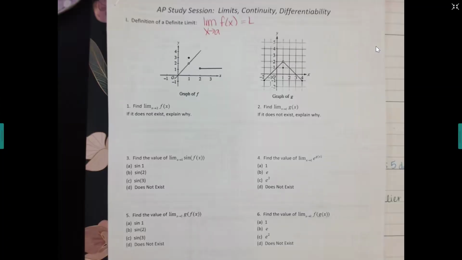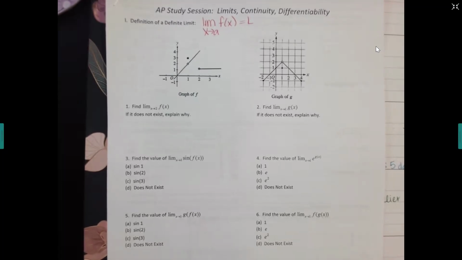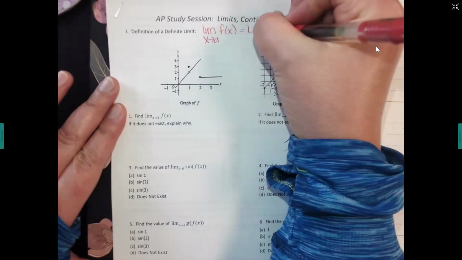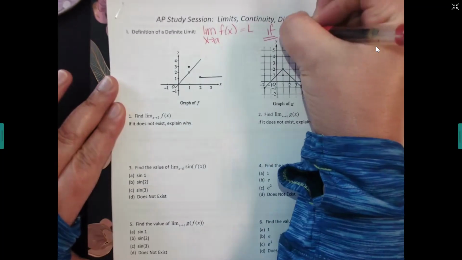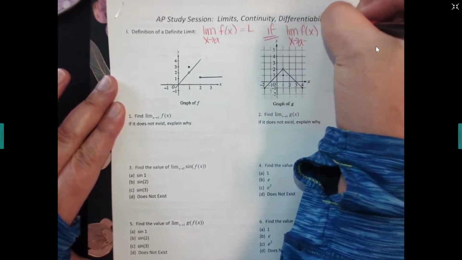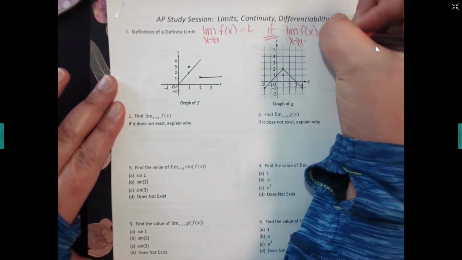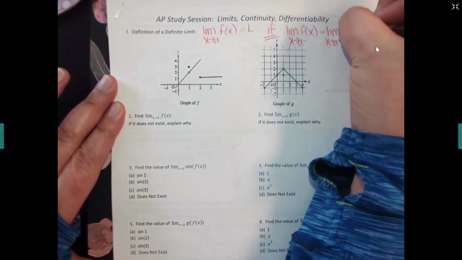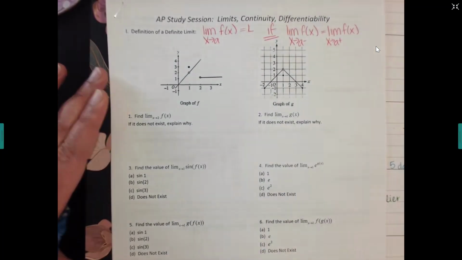If, what two things have to match? Do you remember? The left and the right have to match each other. Okay, so I'm going to put here: if the limit as x approaches a from the left has to equal the limit as x approaches a from the right. Okay.